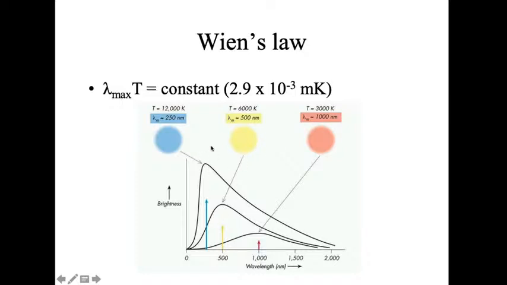So something that's really hot, right? We also think about this in terms of stars. If you get a white star or a blue star, it's going to be much hotter than a yellow star or a red star, right? And that's all based on this black body radiation.